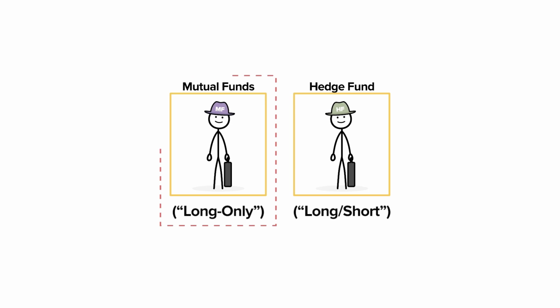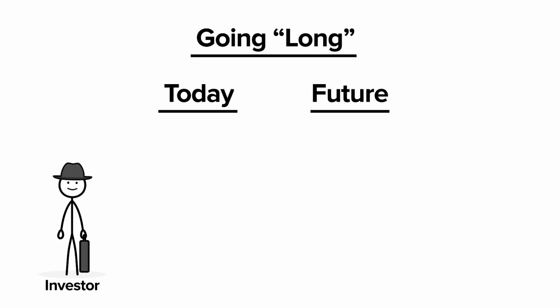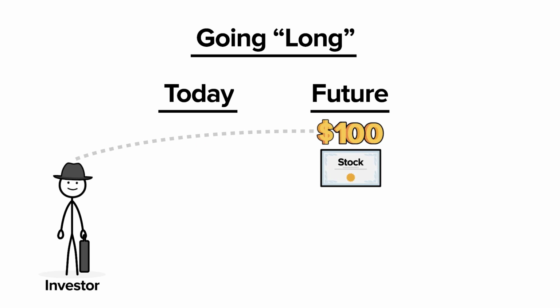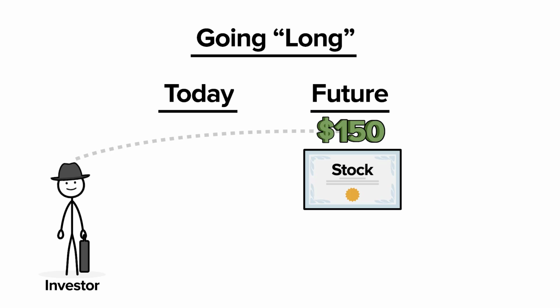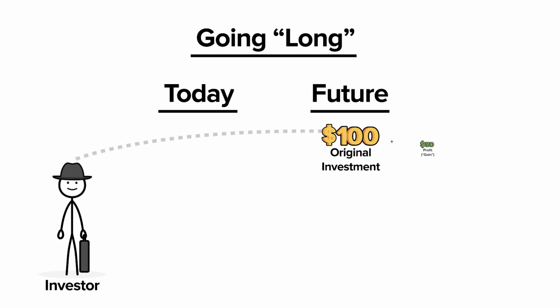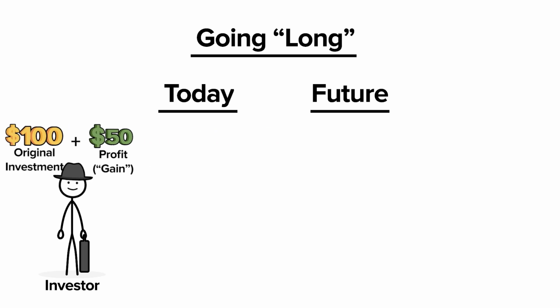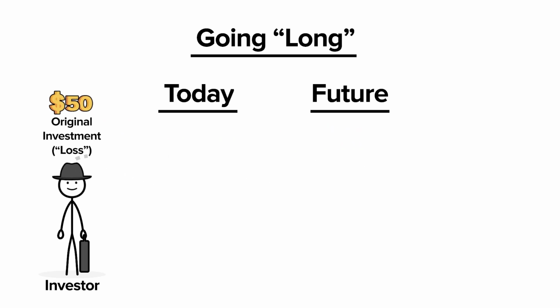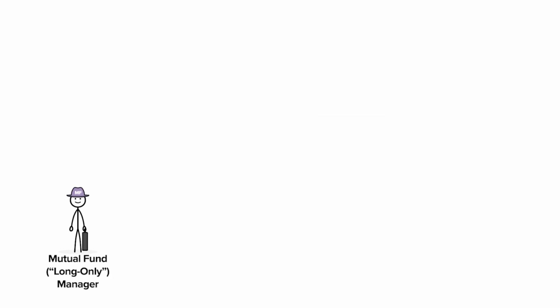But first, let's define what going long means. Going long is when an investor buys a stock with the aim of selling at a higher price in the future. When you go long, you buy the stock at a certain price, let's say $100, and aim to sell at a higher price in the future, let's say $150. When you sell, you collect the original investment plus a $50 profit or gain. Conversely, if the stock had declined to $50 per share when you sold, you would have incurred a $50 loss. This process is called going long. Because mutual funds typically only go long, they're called long-only.